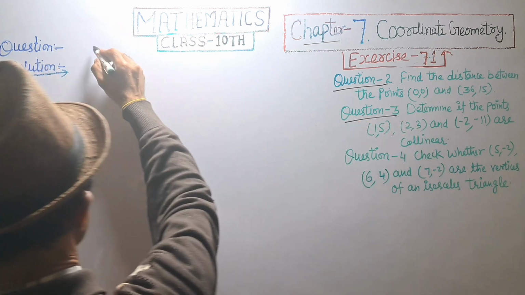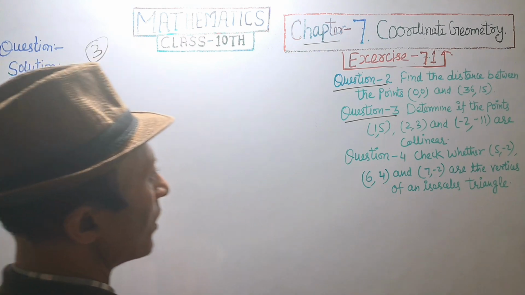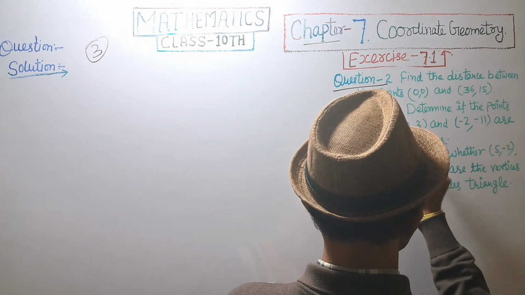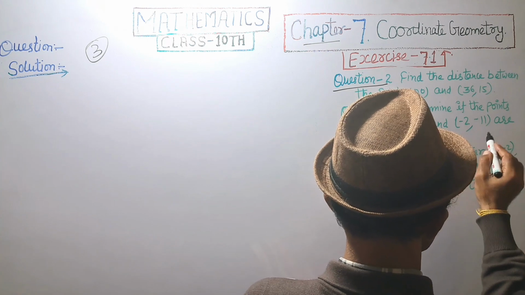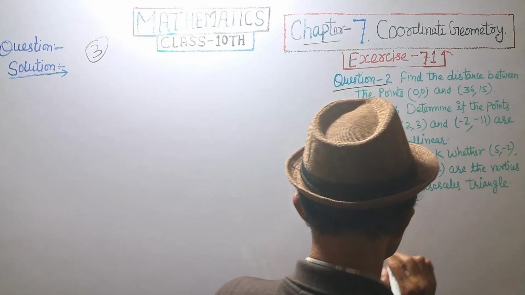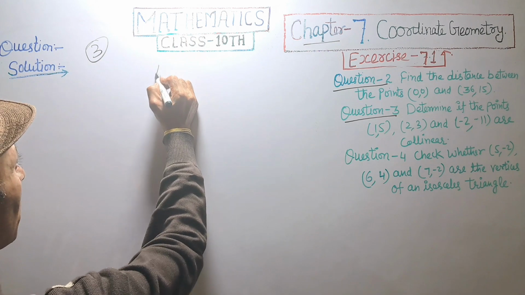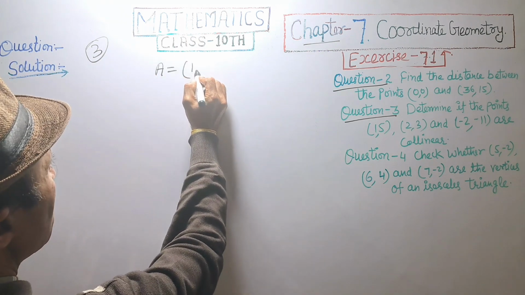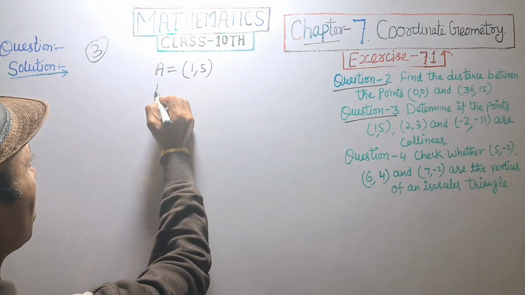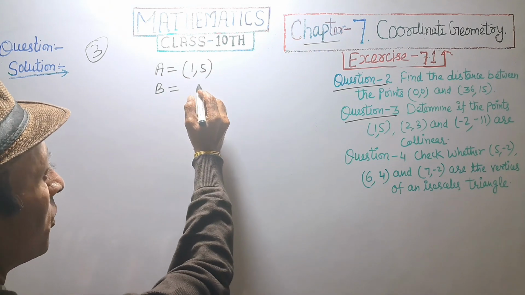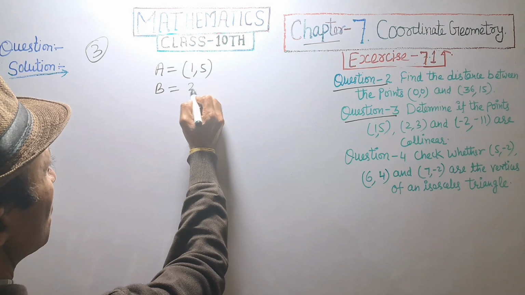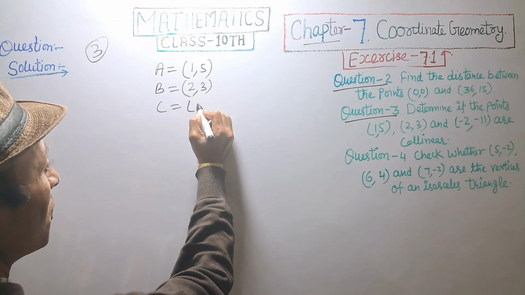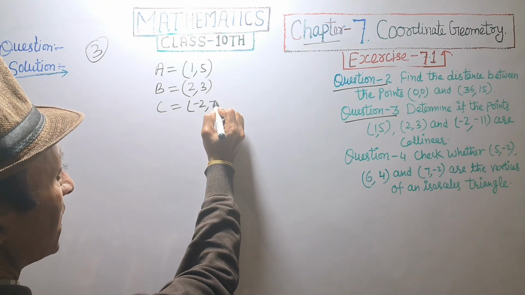Question number 3. Determine if the points (1, 5), (2, 3) and (-2, -11) are collinear. Given A is equal to (1, 5), B is equal to (2, 3) and C is equal to (-2, -11).